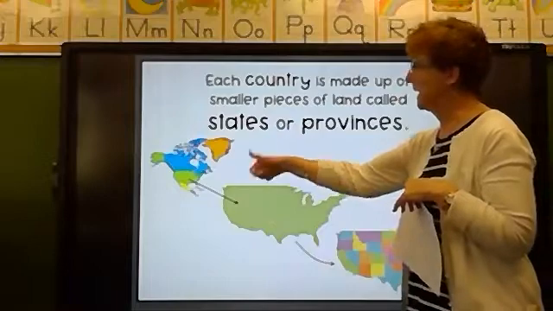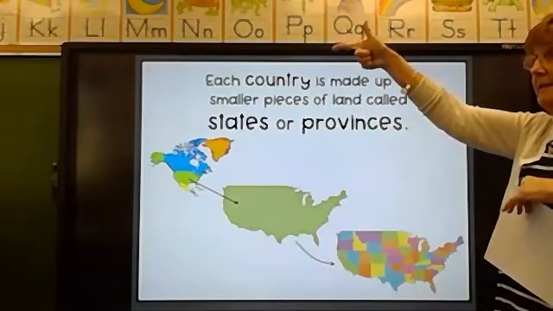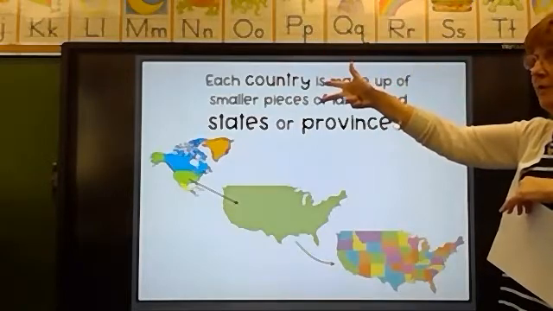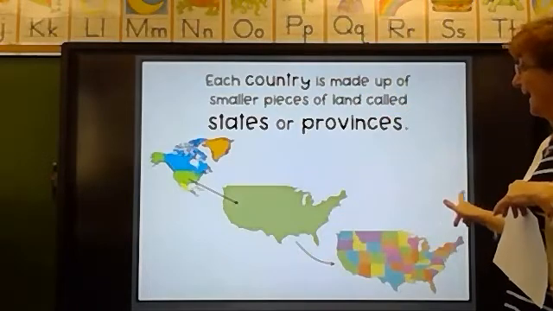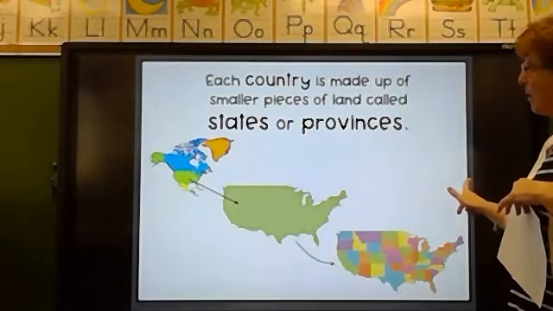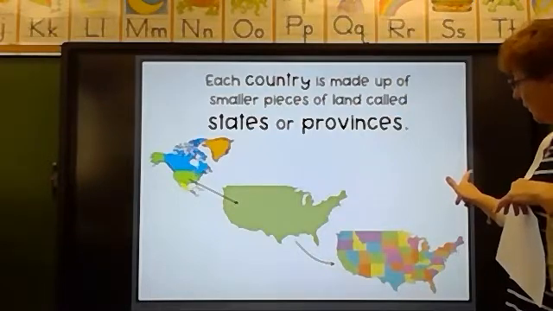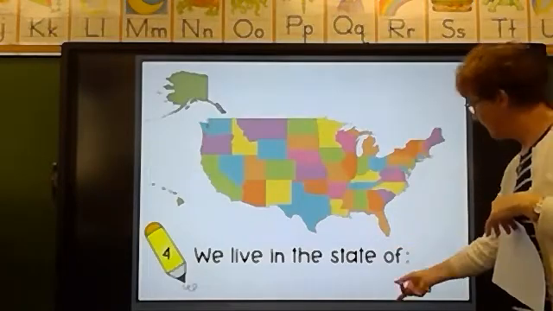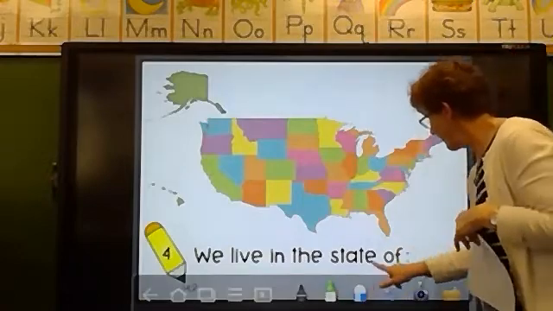So we live on planet Earth. We live on the continent of North America. The country in North America that we live in is the United States, and the small piece of land, or state, that we live in is called Florida. We live in the state of Florida.